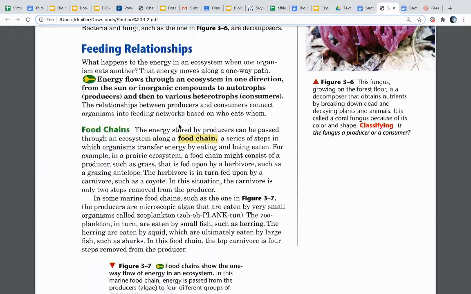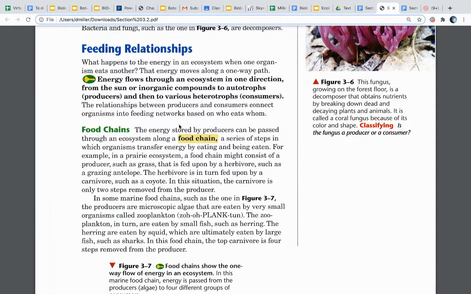Feeding relationships. What happens to the energy in an ecosystem when one organism eats another? That energy moves along a one-way path. Energy flows through an ecosystem in one direction, from the sun or inorganic compounds to autotrophs, also known as producers, and then to various heterotrophs, also known as consumers.